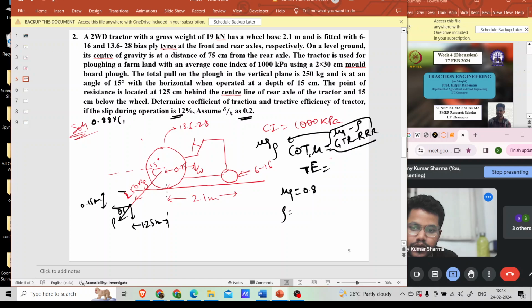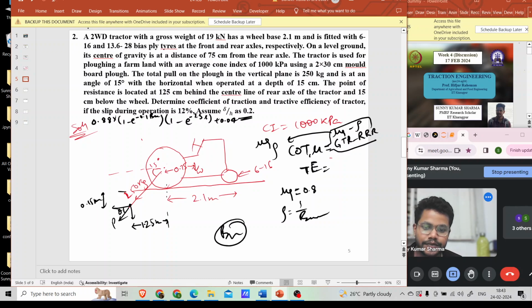into 1 minus e to the power minus 0.1 Vn, into 1 minus e to the power minus 7.5, right? S plus 0.04, and rho is 1 by Vn, we have already discussed. So the first thing you can see is that we have to calculate Vn only. Mobility number you calculate for both the wheels.